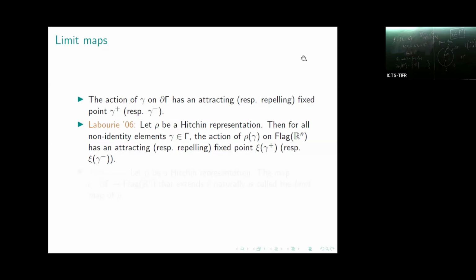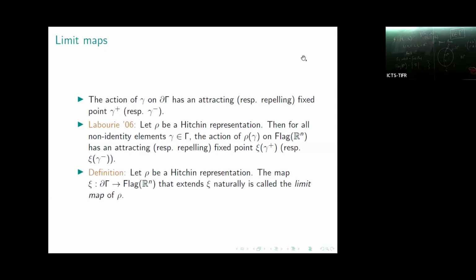So from there, what it implies is that if you take these points, xi gamma plus and xi gamma minus, for each element in the group gamma, you will have those things. Now you take sequences of elements for each element on the boundary.